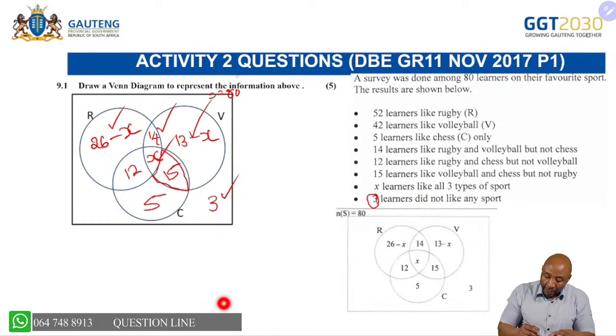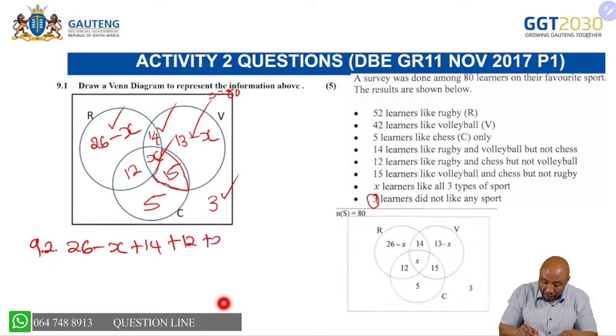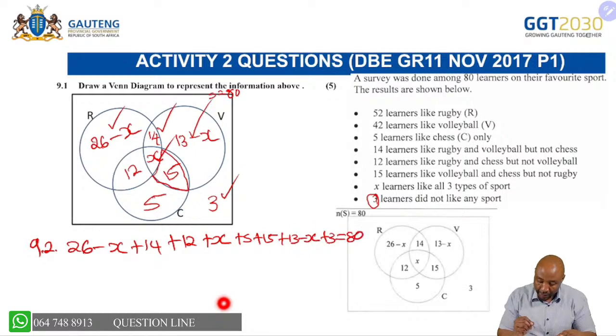So to do that, for 9.2, we will have 26 minus X. We are not going to repeat anything. Plus 14 plus 12 plus X plus 5 plus 15 plus 13 minus X plus 3. This should be equal to 80. I hope I've added everything.